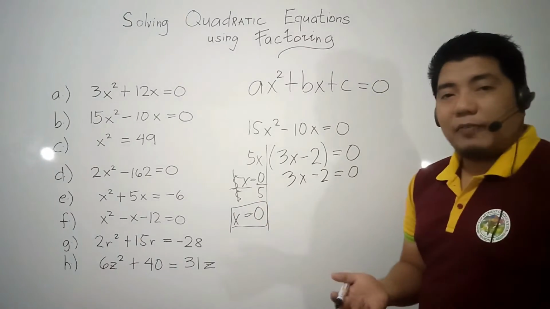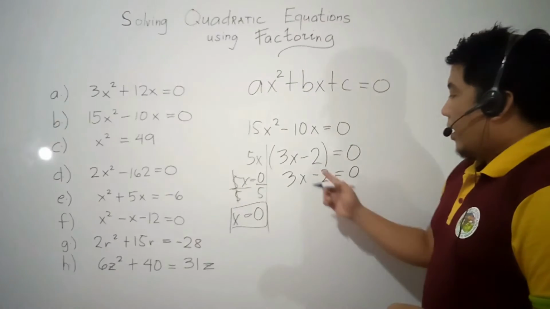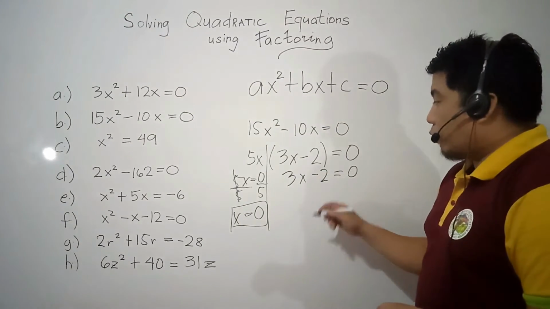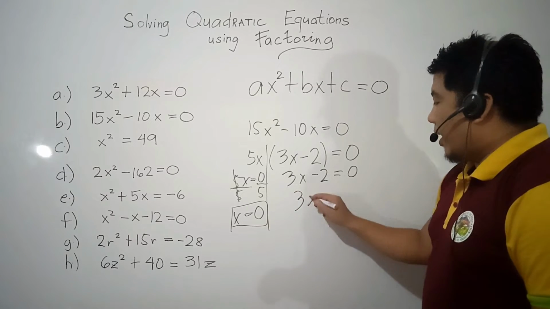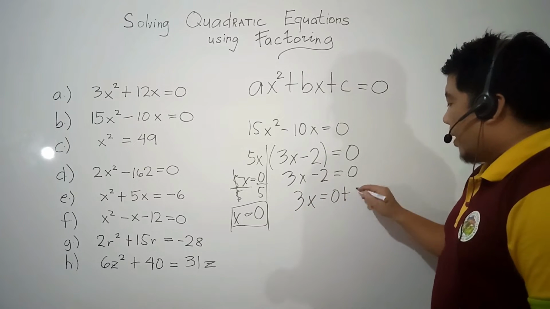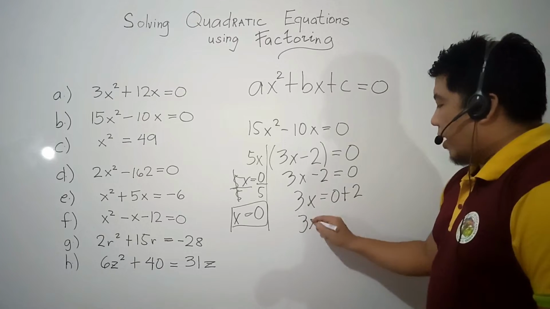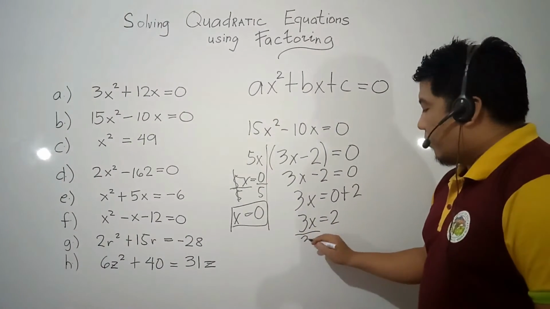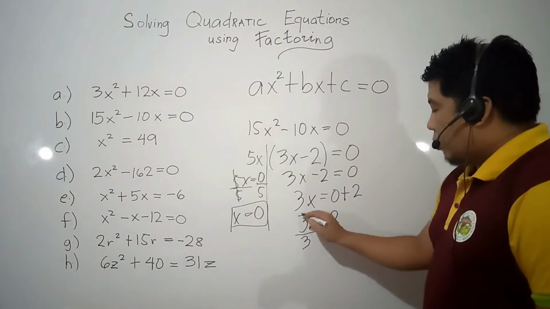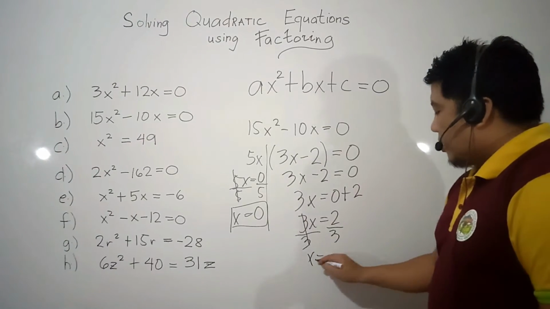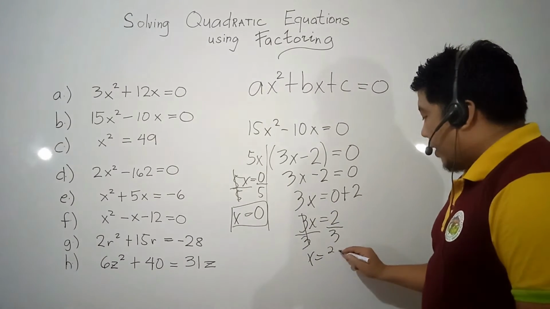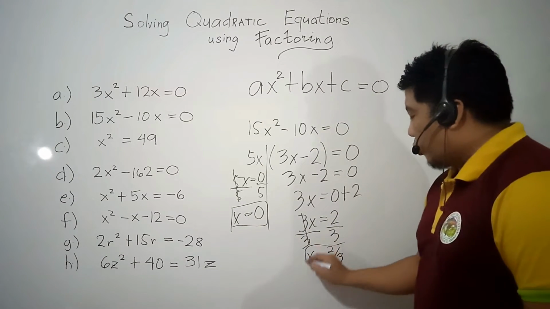Because 0 divided by 5 is 0. Now going here, we need to transpose first our negative 2. So we have 3x is equal to 0 plus 2, giving us 3x is equal to 2. This is not yet finished, so we need to divide both sides by 3. This will be cancelled out, and the final answer is 2 divided by 3. It cannot be simplified, so we just have to copy our answer.